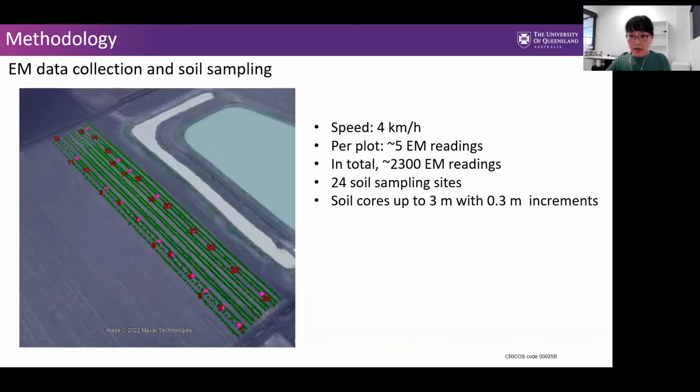Based on the range of collected soil ECA data, 24 soil sampling locations were selected across the trail along two transects. Soil cores up to 3 meters with 0.3 meter increments were collected, and the gravimetric water content of these samples was measured in the laboratory for calibrating the EM sensed ECA data to the soil moisture data.